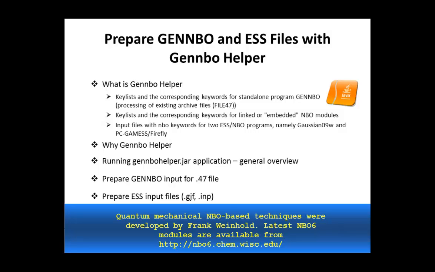And finally, it assists in creating input files with NBO keywords for two ESS programs, namely Gaussian and Firefly, which either have included or linked NBO modules. GenNBO Helper works with either the standalone GenNBO 5 program or with the GenNBO 6 executable to process .47 archive files.